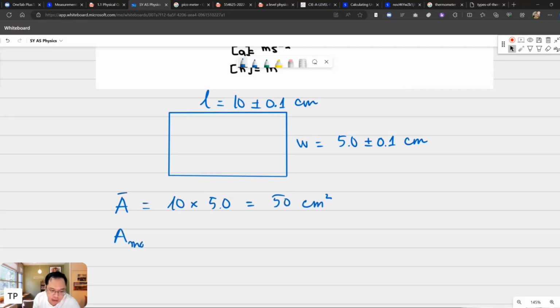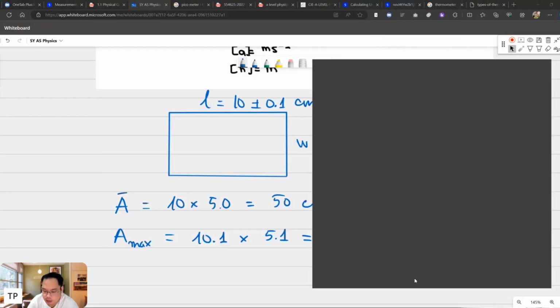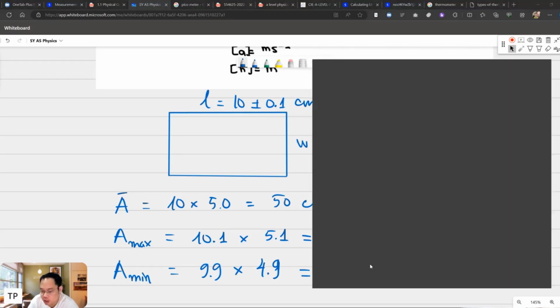The maximum area is 10.1 multiplied with 5.1. Calculate that. 10.1 times 5.1 is 51.51. Similarly, the minimum area is 9.9 times 4.9, sorry, 9.9, not 9.1, which is 10 minus 0.1. 9.9 times 4.9 is 48.51.